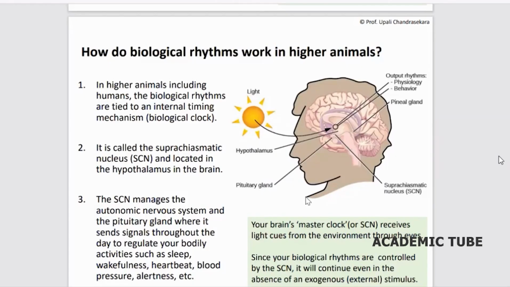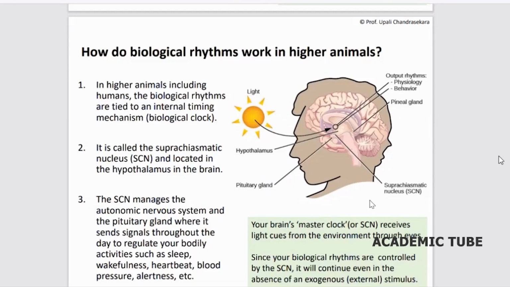Biological clock. So how does it work? When there is light, for example, our eyes receive the light stimuli, and then the nerve impulses are transmitted to the brain. Now there is a center called the suprachiasmatic nucleus, simply known as the SCN. That is really the biological clock. That is where the biological clock is, right? So the suprachiasmatic nucleus, or SCN, is stimulated. Now this place, SCN, is connected to the pituitary gland, and also it is connected to the autonomic nervous system.